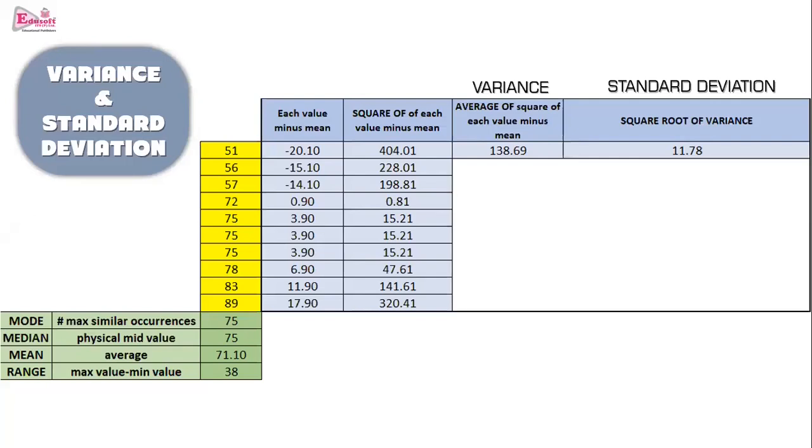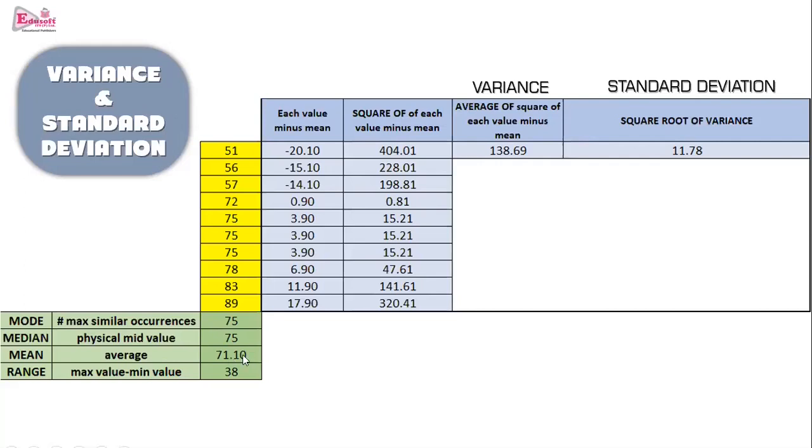Mode, median, mean, and range I have already calculated there in the green cells. Now, how do we calculate the variance? What is the use of variance, that we will look at in a short while. How do we calculate the variance? We consider the mean of the data set; you see 71.10 is the average, or the mean of the data set.